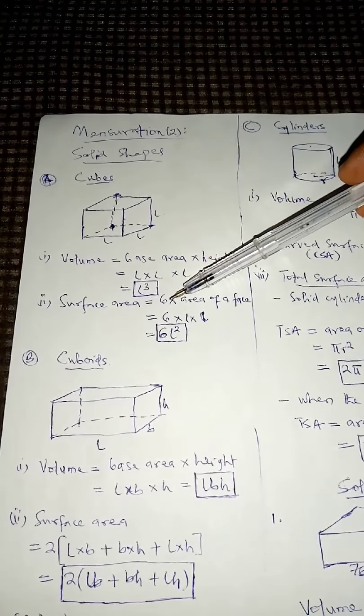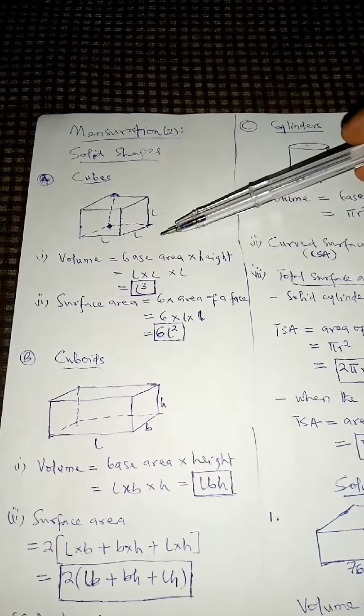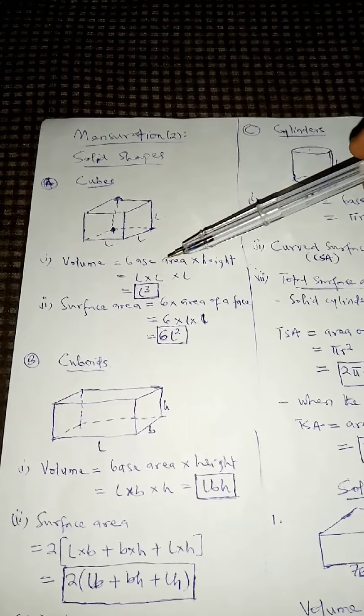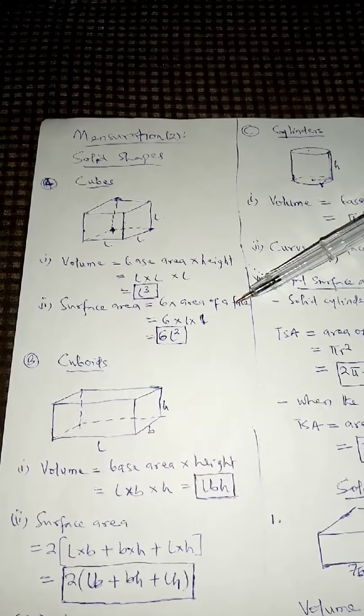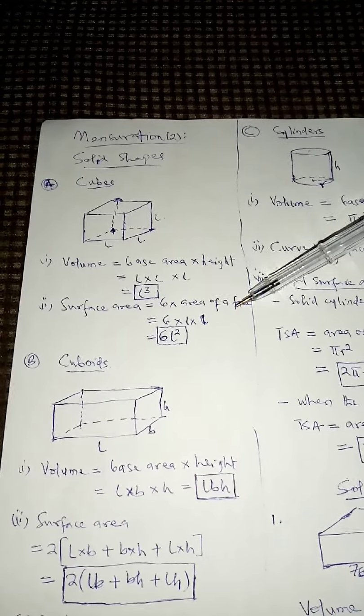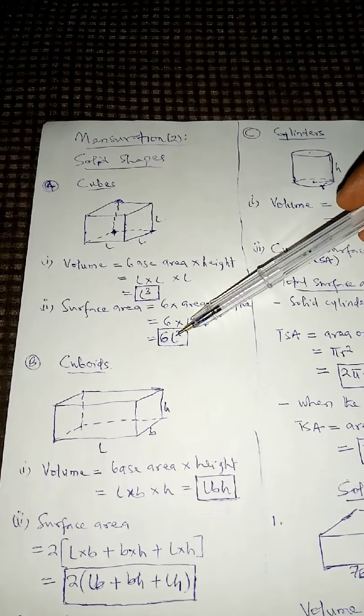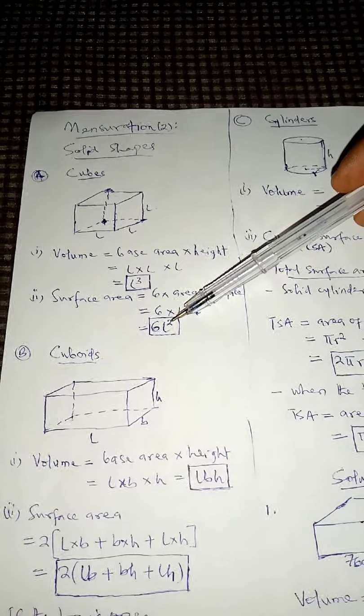Surface area of your prism. There are 6 square faces. Get the area of one face, which is L times L. Multiply by 6 to take care of the 6 faces, and you will have the surface area to be 6L squared.